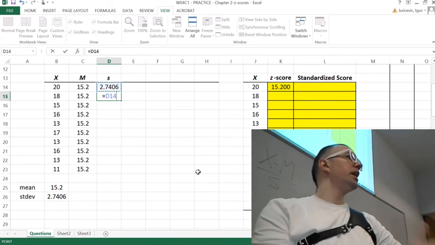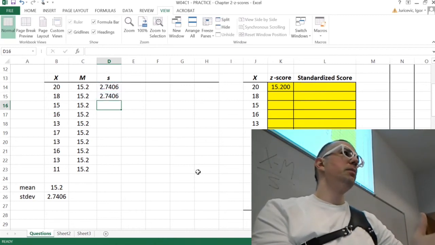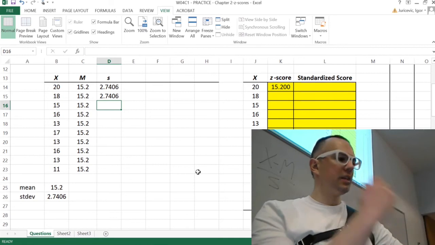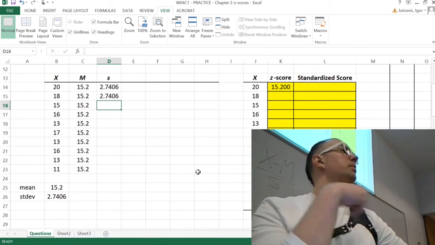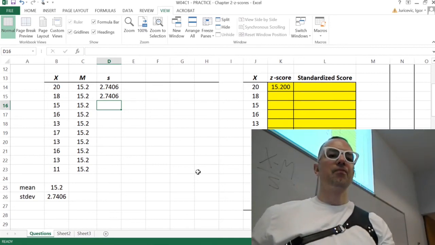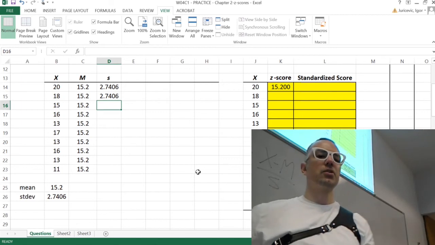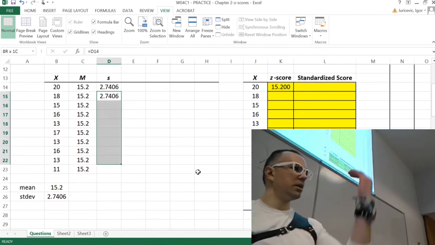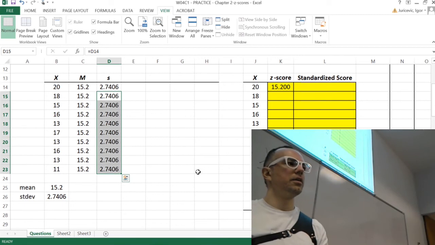So row number 1 has the number that you want in it. You make it equal to whatever value you need, in this case, the standard deviation. Row number 2 is equal to row number 1. And then that is the row that you copy all the way down to make that column of standard deviations.